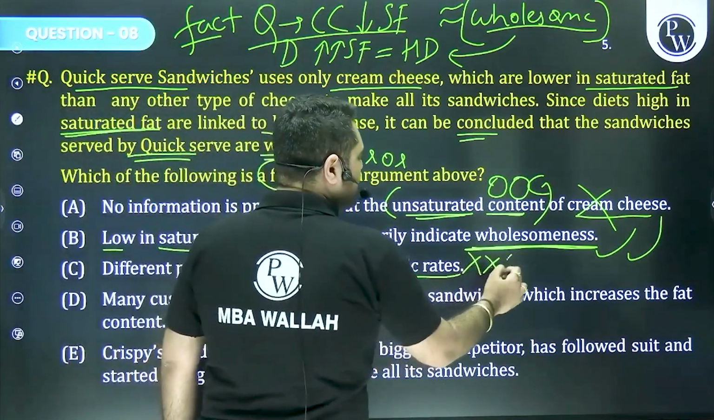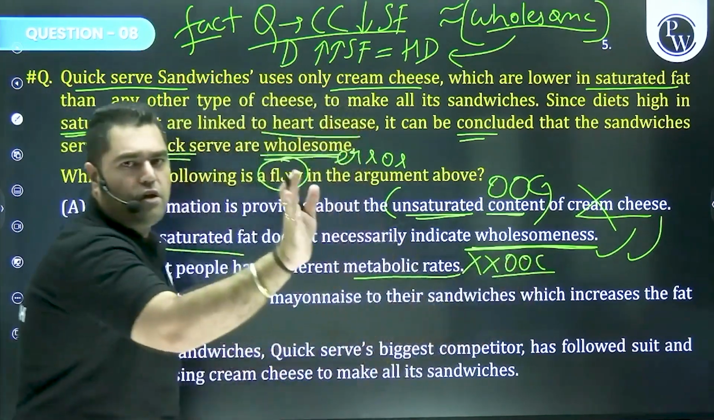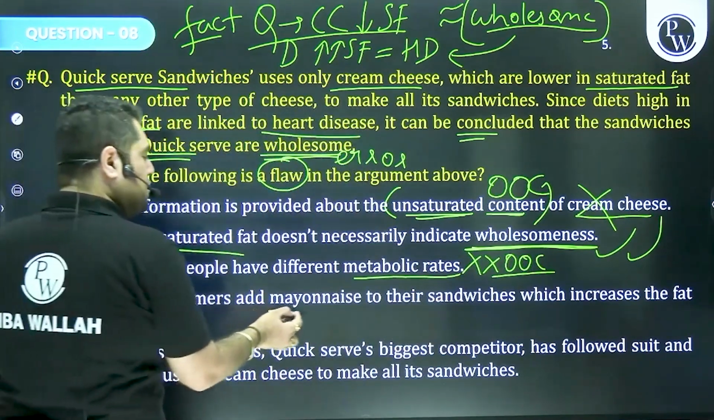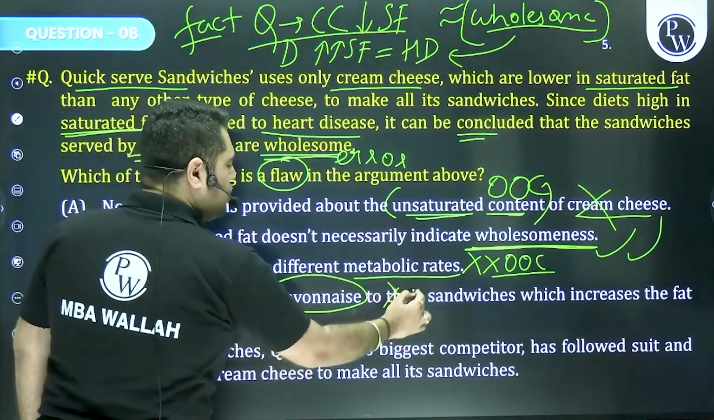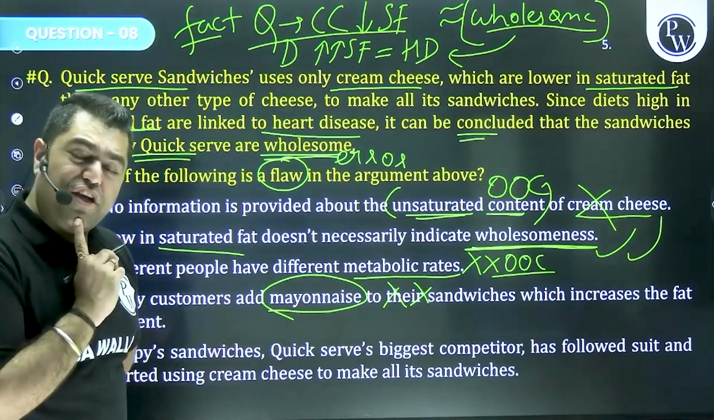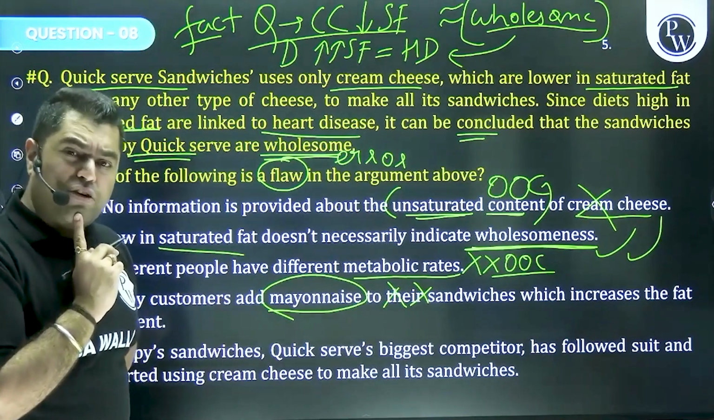Different people have different metabolic rates. Oh my god, reject straight away, out of context. We are not talking of metabolism in people. Many customers add mayonnaise. Please reject. Don't even bother. Okay? Then you can say anything, momo chutney, green chutney, sweet chutney, and then Thousand Island dressing. Reject.